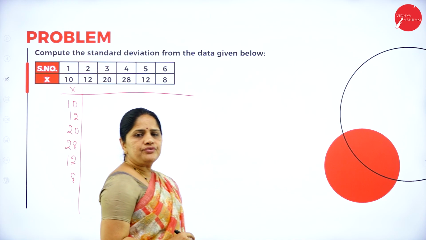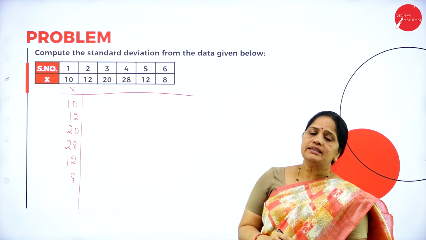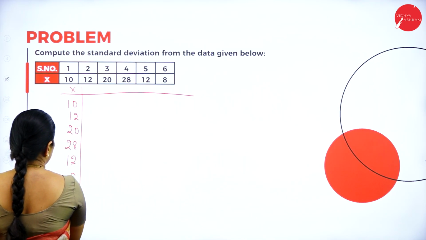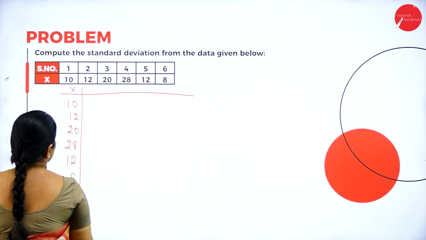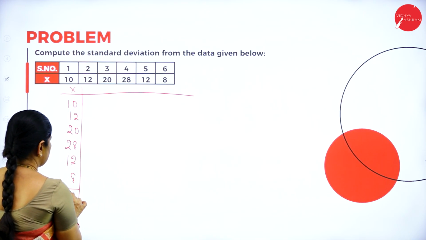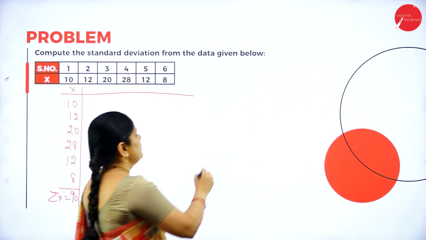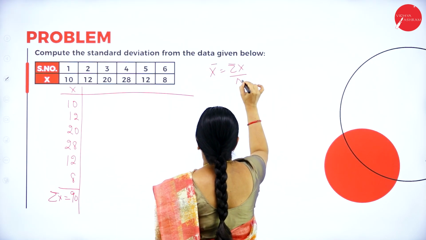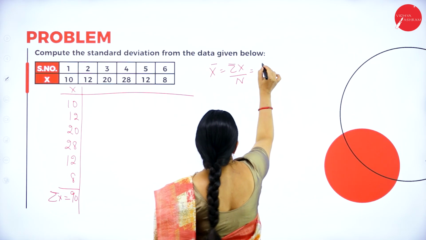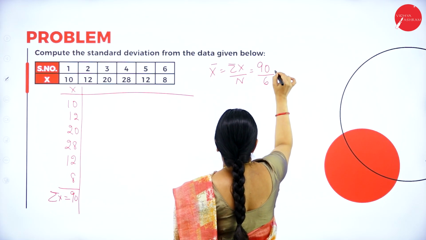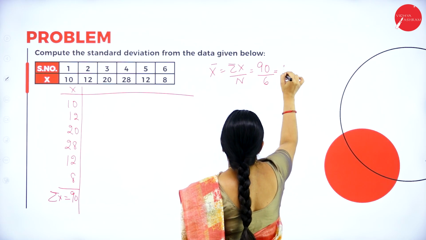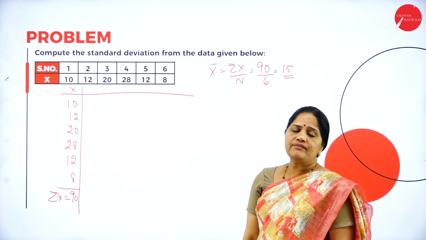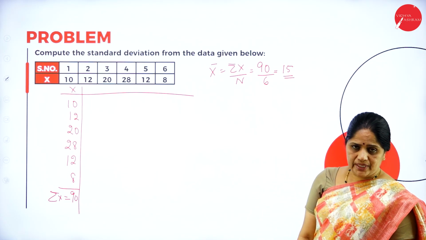Now I have to find the mean. How do I find the mean? Sigma x divided by n. So I find the value of sigma x, and the total will be 90. The formula for mean equals sigma x divided by n, so that is equal to 90 divided by 6, which is equal to 15. So mean equals 15.